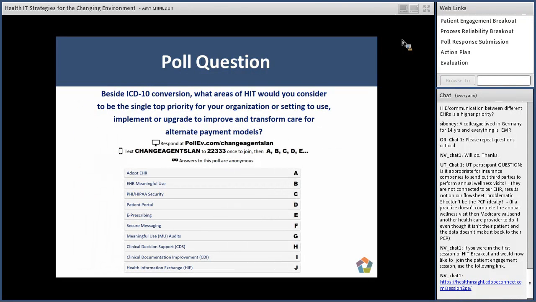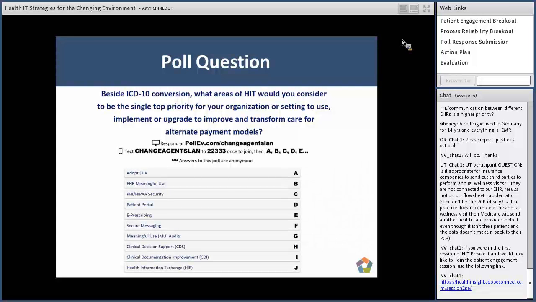Considering how you, as a change agent, can influence patients and their care teams, respond to this poll about priority areas in your organization or setting that likely involve health IT. Please vote for your top priority area as seen from your organization. Remember to text your responses to 22333 and include the letter corresponding to your desired option. If you've come from a previous session, you may need to retext Change Agents LAN to get resynced with this session. So I recommend you text Change Agents LAN to 22333, followed then by your response. Online folks can also access the poll via the URL listed.